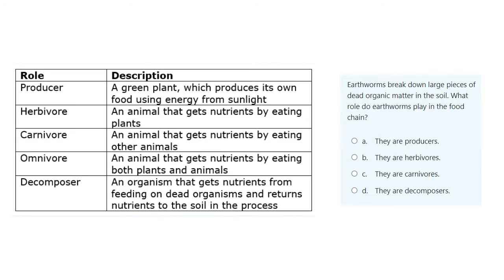Earthworms break down large pieces of dead organic matter in the soil. What role do earthworms play in the food chain? Well, producers, they produce their own food. Herbivores, they eat plants. Carnivores, they eat animals. Omnivores, they eat both plants and animals. But a decomposer gets their nutrients from feeding on dead organisms and returns the nutrients to the soil.